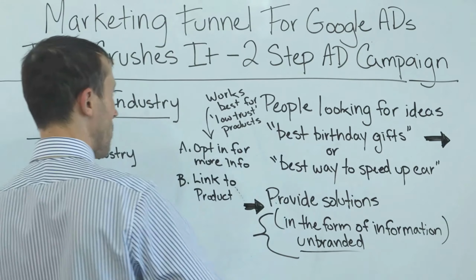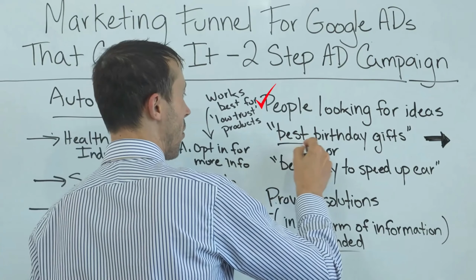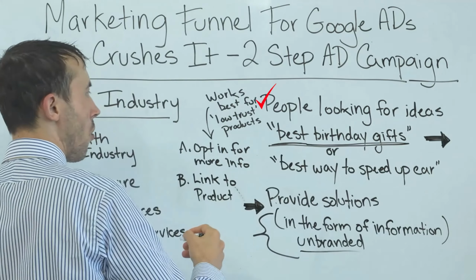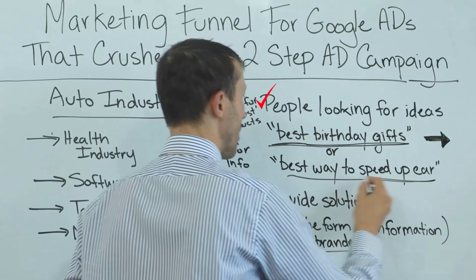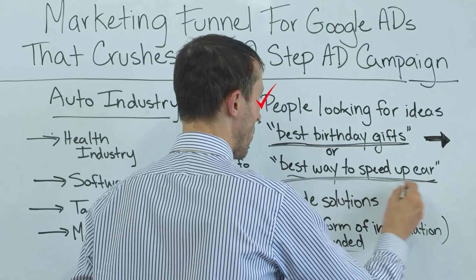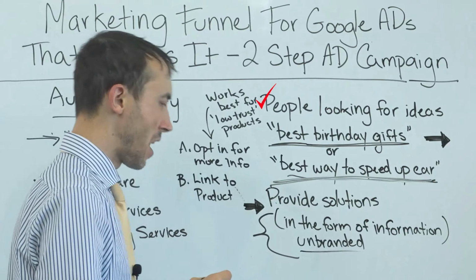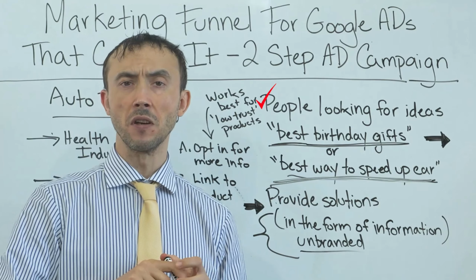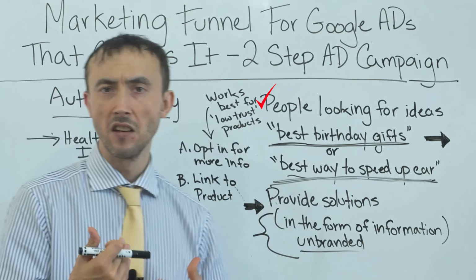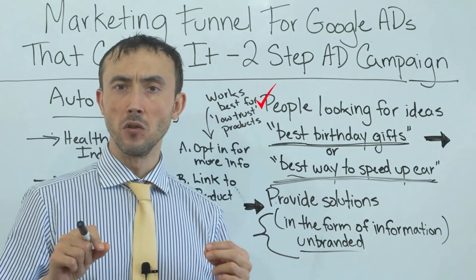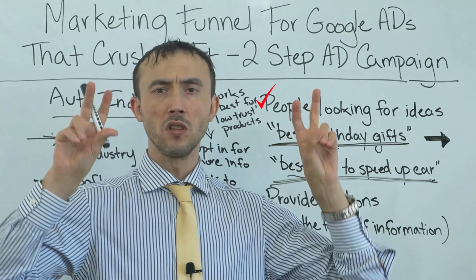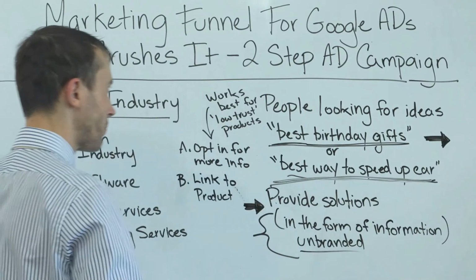We've got campaigns going right now where we'll target people looking for best birthday gift ideas or best way to speed up a vehicle. Specifically, best way to speed up or increase the horsepower on a 1990 Honda Civic. We'll take that desire to solve a problem and turn it into a customer through a two-step sales process.